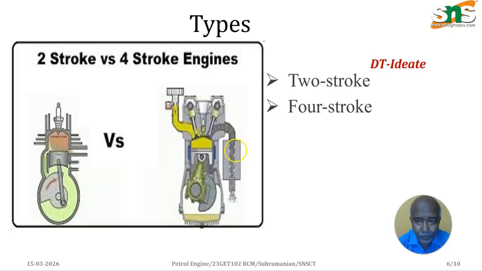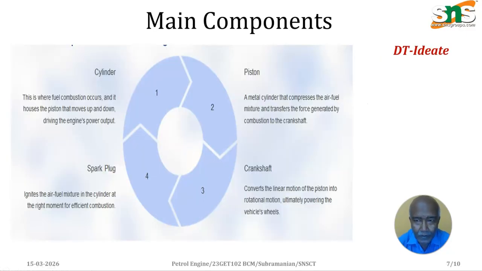We see about the 2-stroke and 4-stroke engines. There are two types, 2-stroke and 4-stroke engines. Both are petrol engines. Petrol engines must have a spark plug, which will be located on the engine itself. Here the spark plug is also located in the 4-stroke engine. So we have the cylinder, piston, crankshaft, and spark plug, all the 4 important main components of the petrol engines.